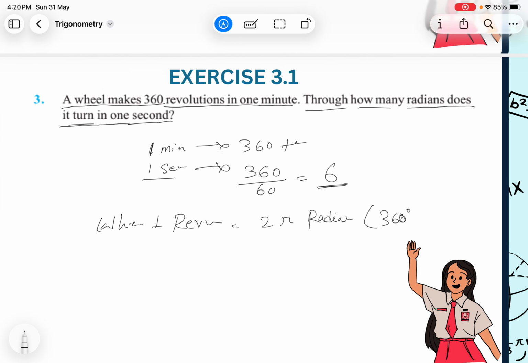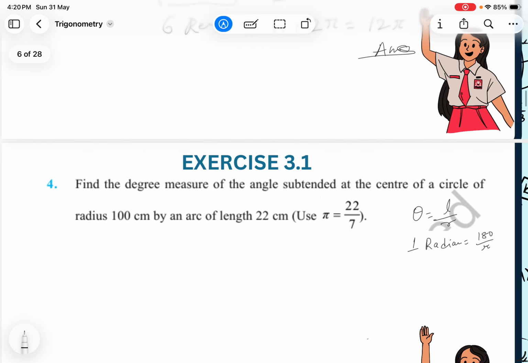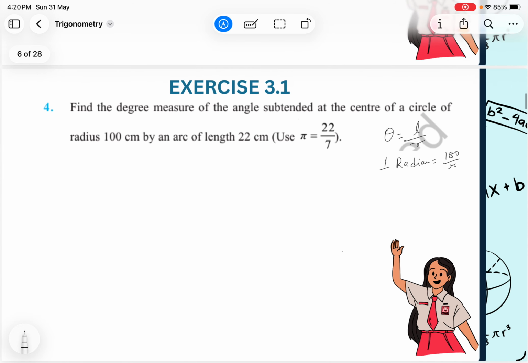Okay, we are talking about degrees. This 360 was the number of times, and this is degrees. So when one revolution of the wheel covers 2 pi radian, here we have 6 revolutions, so it will cover 6 into 2 pi, that is equal to 12 pi. This is the answer. Okay, next, question number 4.